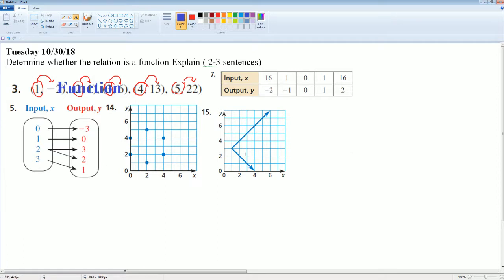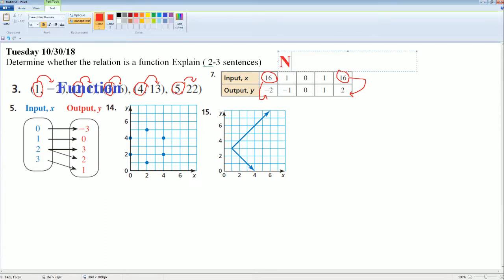Okay, let's do this one. What about if we are doing this one? If I plug in a 16, what am I going to get? A -2? Really? Look at the 16 here. It says I get a +2. Which one is the machine supposed to give me? Is the machine supposed to get me a -2 or a 2? The machine doesn't know. The input of 16 has two different outputs. That breaks it. So we would say this is not a function.